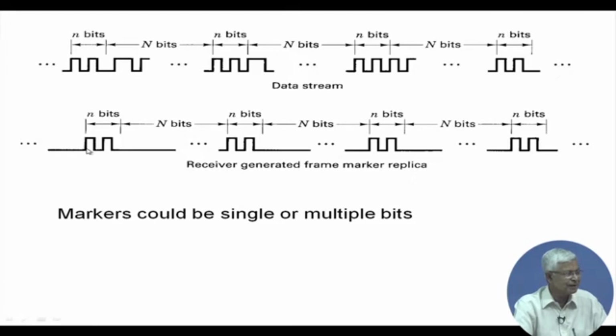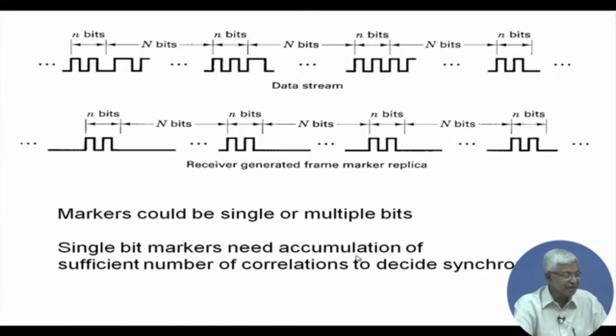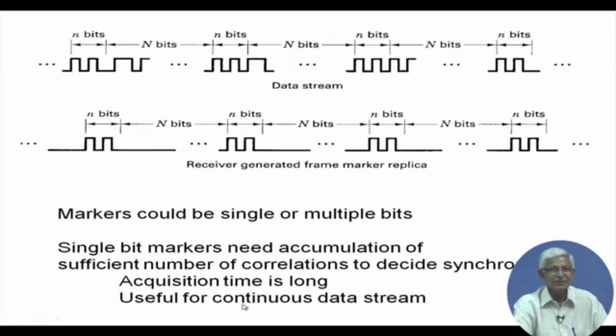If I have a single bit marker, then I have to go on seeing after many such markers and finding out whether the markers have come correctly or not. So, therefore, a single bit marker needs accumulation of a sufficient number of correlations to decide whether synchronization has occurred. That means it takes time. So, acquisition time is long, and also the data has to come in continuously. There has to be a continuous data stream. It should not be one burst and then stops. There are burst communications, there are continuous stream communications. So, acquisition time will be long, and data has to be continuous.